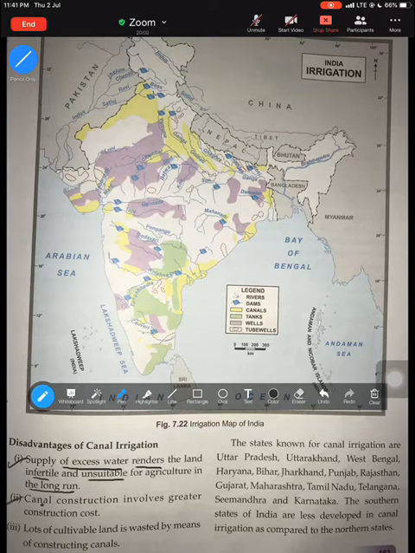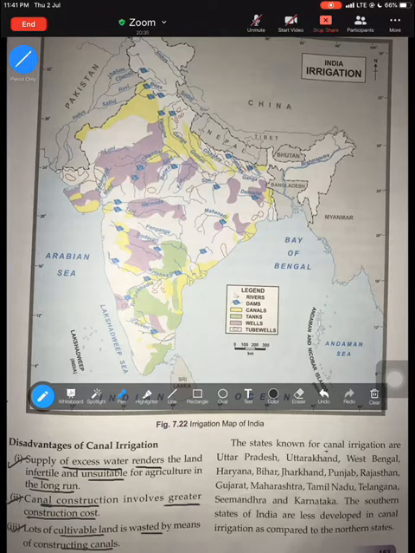Alright. Second, canal construction involves greater construction cost. It is expensive. That is why it's not popularly used by farmers, because you have to provide a lot of facilities and infrastructure that are required for the construction of canals. Third, cultivable land is lost by constructing a path for where water has to flow. You will be wasting a lot of land which could actually be used for growing crops. So these are the drawbacks of canal irrigation.